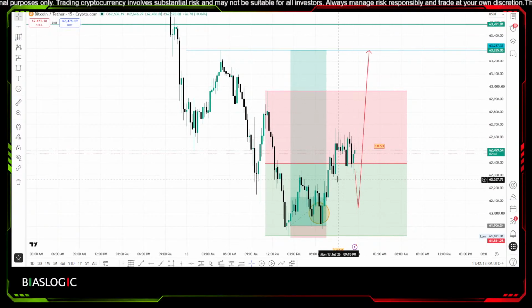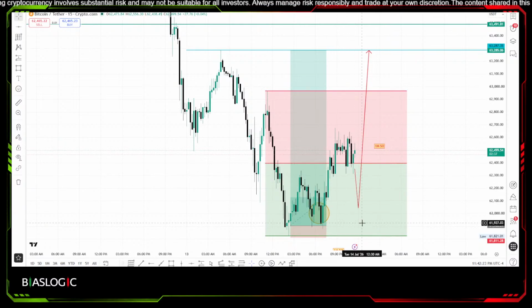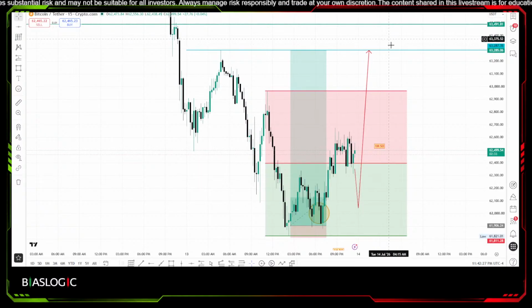and carefully after collecting these liquidities here. So that's why they take first this, then they take that, or maybe they take that first, then take this, then they'll go up.